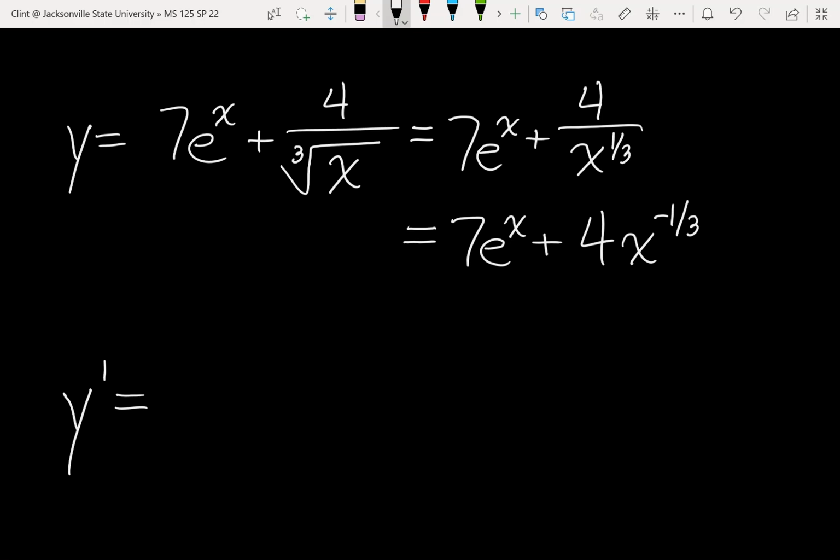So the first term's not all that enlightening after the last one. It's just 7e to the x. Then when we do power rule, we have negative 1/3 times 4. So we'll get negative 4/3 as our coefficient. And when we subtract 1 from the exponent, it's negative 4/3. And for our purposes, that's fine. We can leave it like that. We don't have to worry about doing any fancy simplifying.